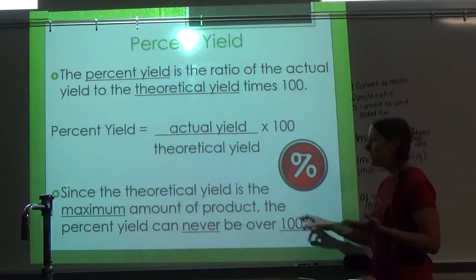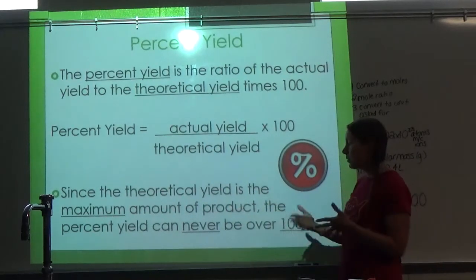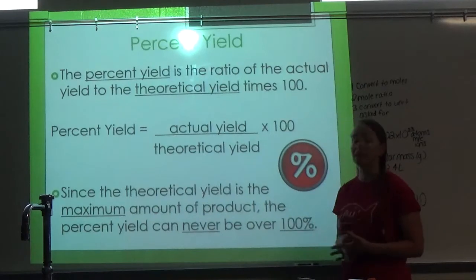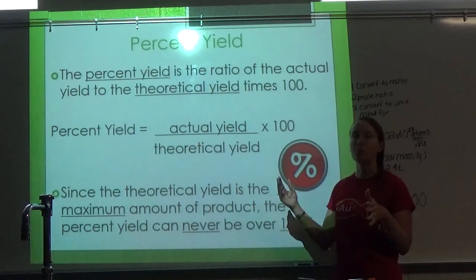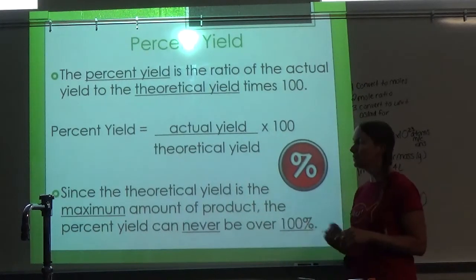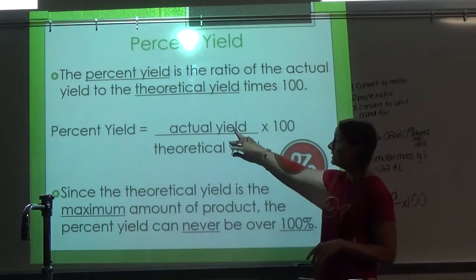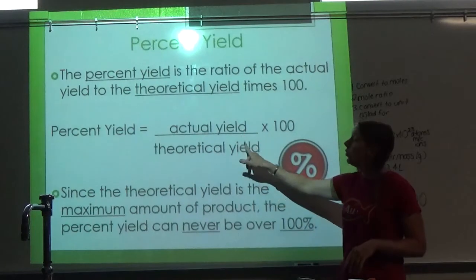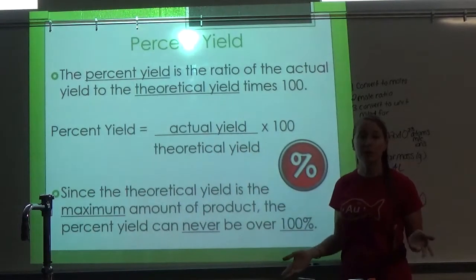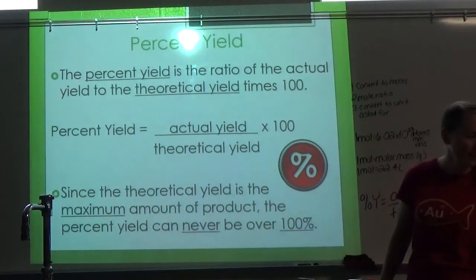So since the theoretical yield is the maximum amount of product, the percent yield can never be over 100%. You cannot make more than possible. So if you ever solve one of these problems and get over 100%, you did something wrong. Most likely you mixed these two numbers up, or you calculated your theoretical yield wrong. All right, so just go back and look at your math.